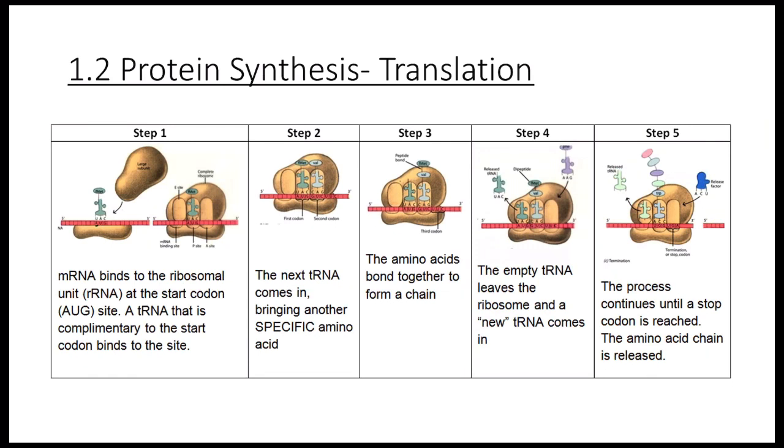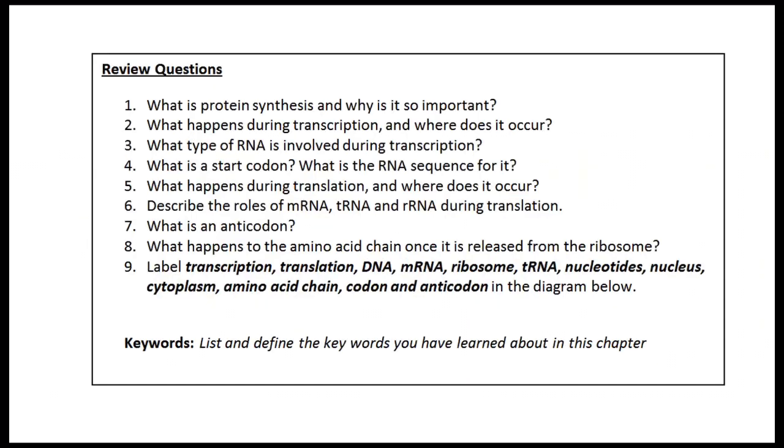Step 4, the empty tRNA leaves the ribosome and a new tRNA comes in. Step 5, the process continues, growing that chain until a stop codon is reached. So then the amino acid chain, which is our kind of starting protein, is released.